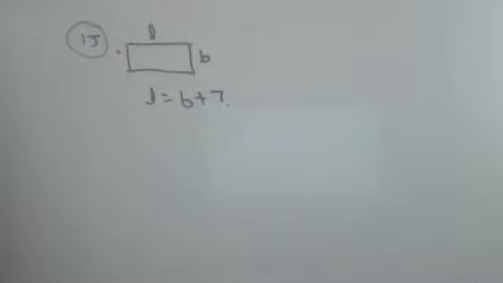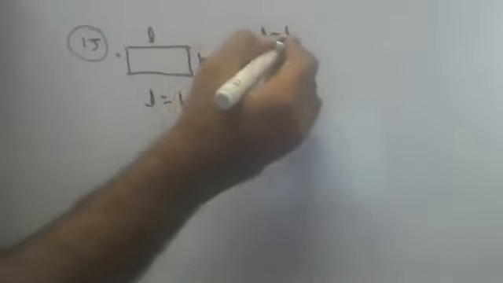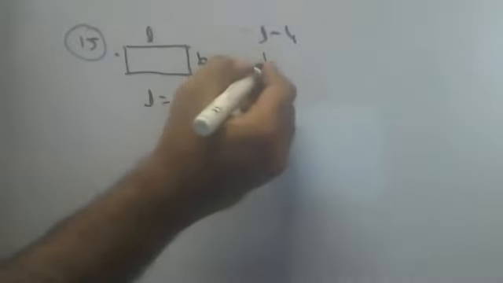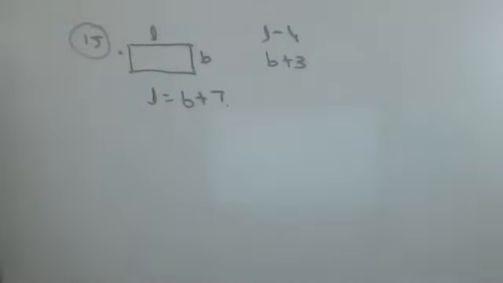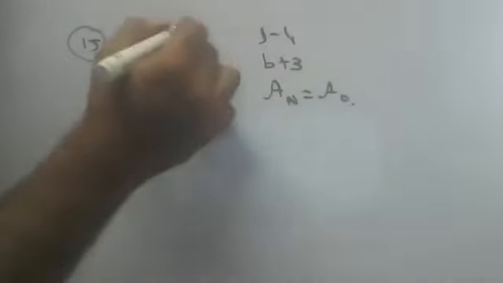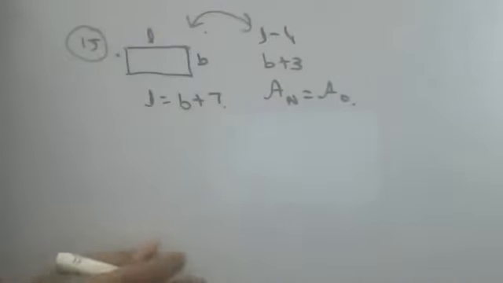If the length is decreased by 4 and breadth is increased by 3, the area of the new rectangle is the same as the area of the old rectangle. This whole sum I will say tomorrow, children, because time is up.